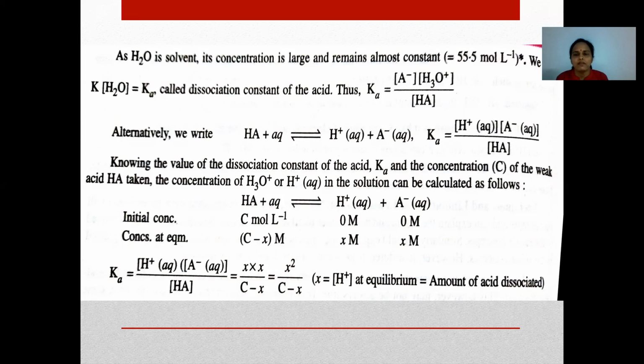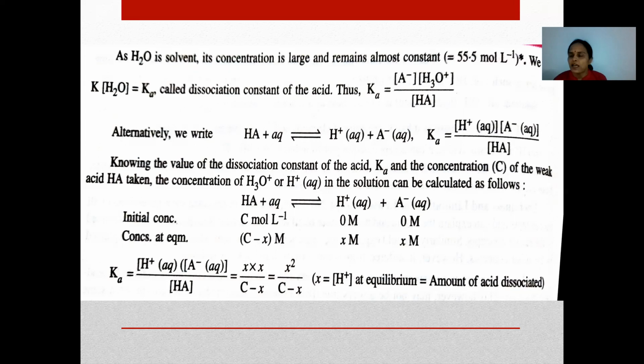So here in this chapter, we will be using H+ and H3O+ almost in the same terms. So knowing the value of the dissociation constant of the acid Ka and the concentration C of the weak acid HA taken, the concentration of H3O+ or H+ in the solution can be calculated as follows. Let the initial concentration of HA be C moles per liter, then suppose X moles get reacted, then the concentration at equilibrium of HA remaining is C minus X, and H+ and A- formed is equal to X molar.